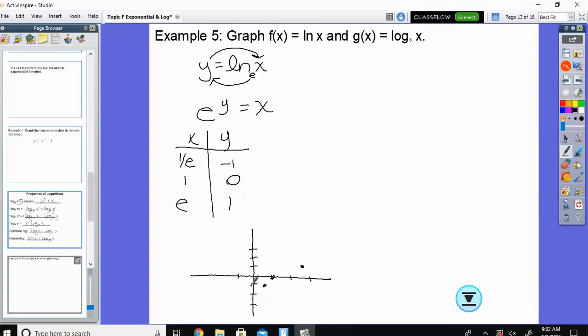Will you ever put in a power and get 0 for an answer? If you take e to a power, can you get 0? No, just like yesterday, we couldn't get 0.